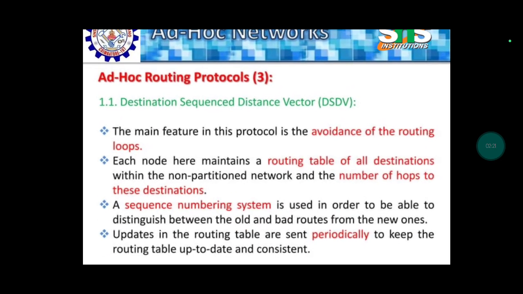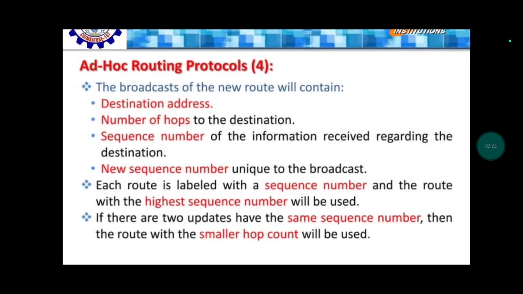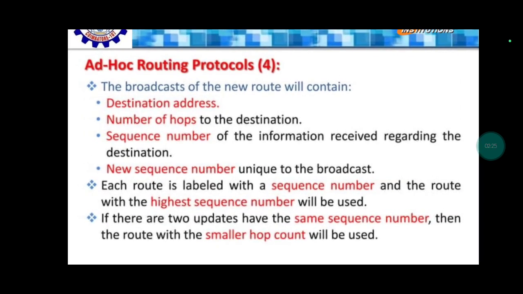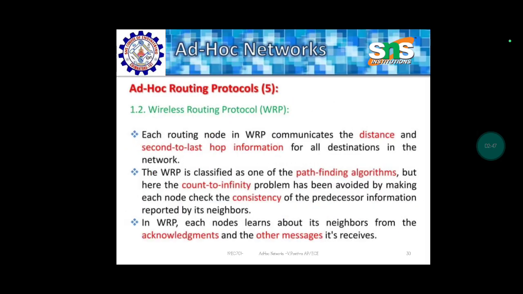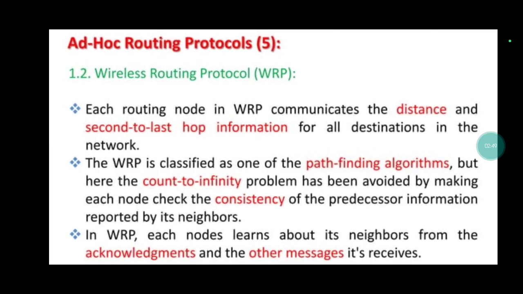Next one is a broadcast of new routes, which will contain the destination address, the number of hops to the destination, the sequence number of the information received regarding the destination, and a new sequence number unique to the broadcast. Each route is labeled with a sequence number, and the route with the highest sequence number will be used. If two updates have the same sequence number, then the route with the smaller hop count will be used. Then the wireless routing protocol, WRP.